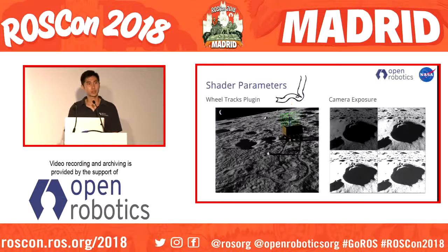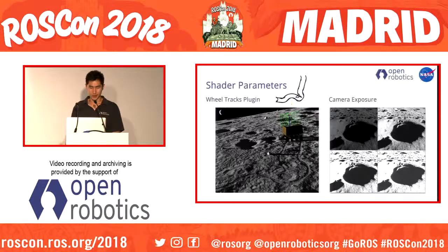So going one step further, we worked with them to create Gazebo plugins that interact with the shaders. I just have a couple of interesting examples to show here. The one on the left is the wheel tracks plugin. Wheel tracks are important, as the operators would like to know where the robot has been, so they want to see tracks being drawn.